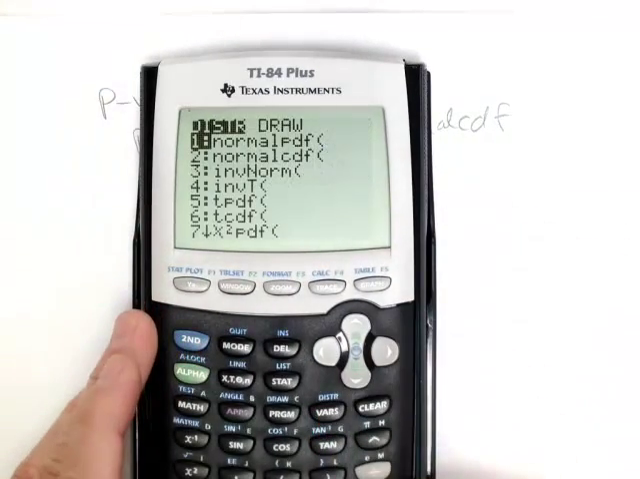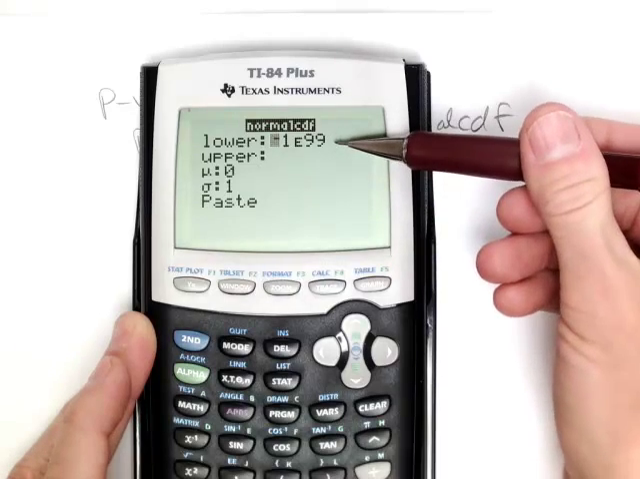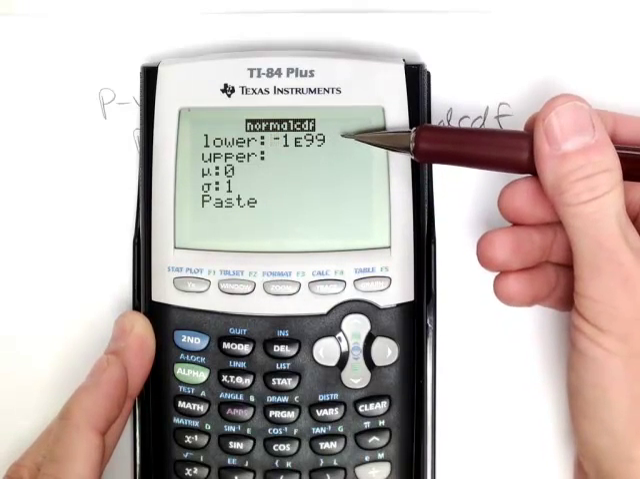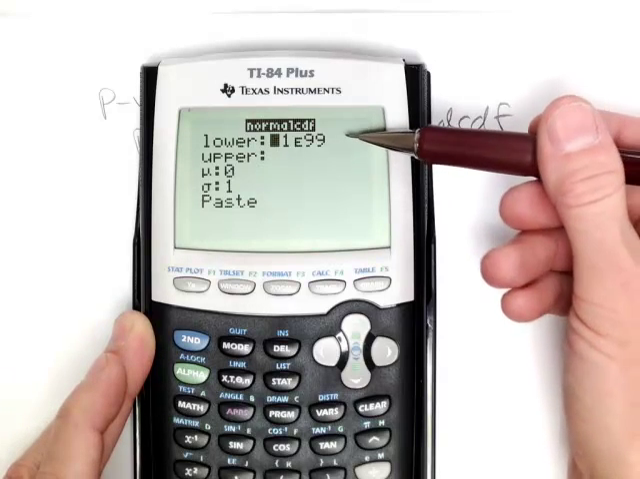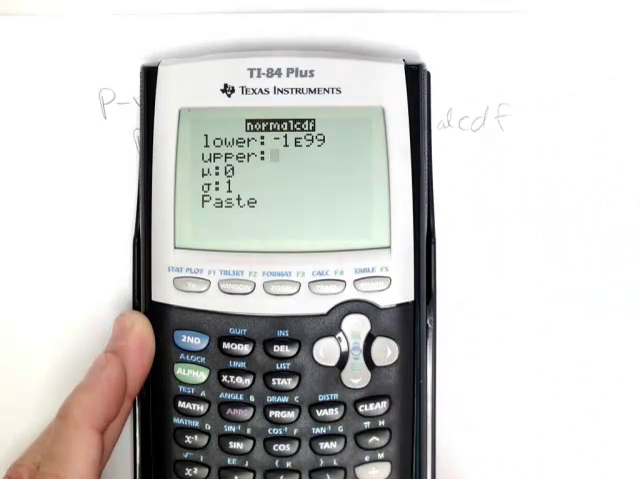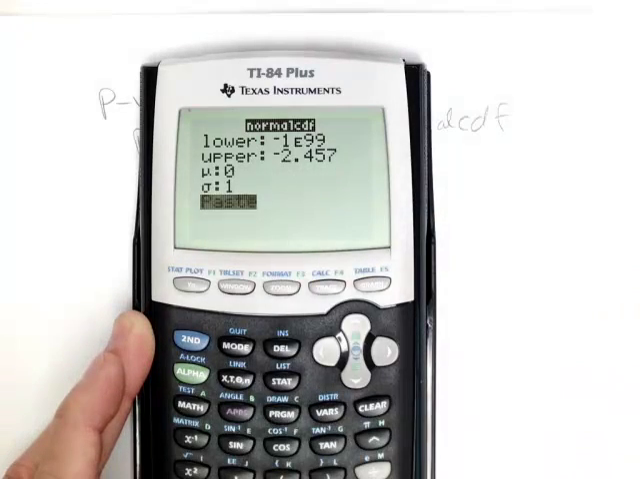I'll go to distribution, select 2. My lower bound is a really small number. If you have the older TI, you want to put like negative 1 and a string of 5 or 6 zeros here. My upper bound is negative 2.457. And I'm working with standard normal, so I don't have to change mu or sigma.